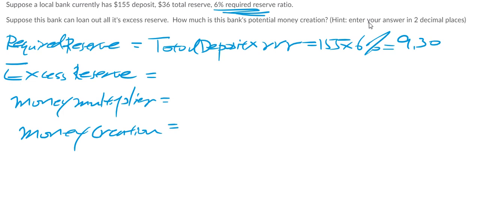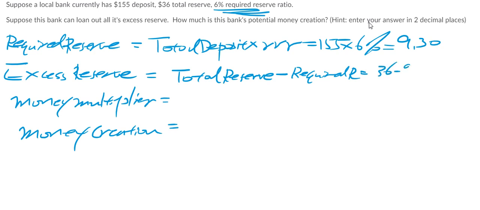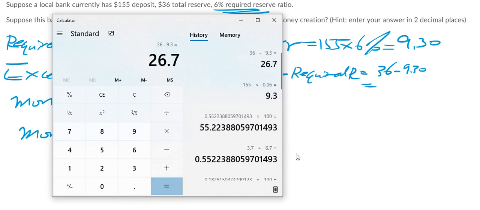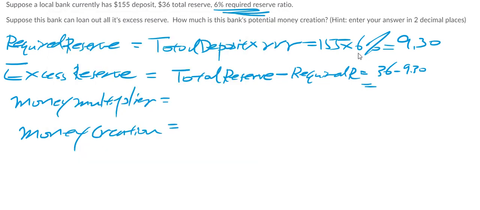And then the excess reserve, that's the extra cash you have. So for excess reserve, take your total reserve minus your required reserve. So that's going to be $36 minus $9.30. So 36 minus 9.30, that's going to be 26.7. So 26.7 is our excess reserve. That's how much extra cash we have.